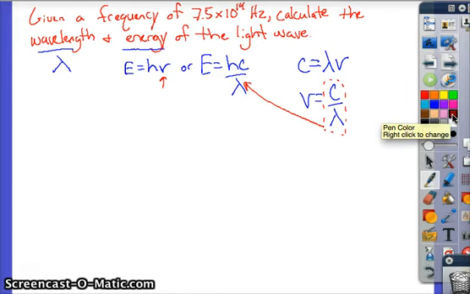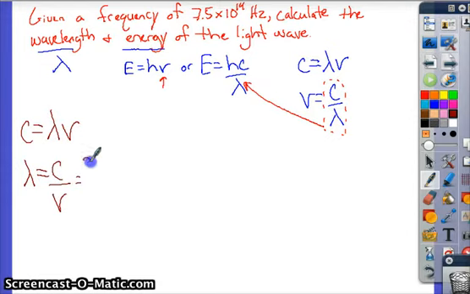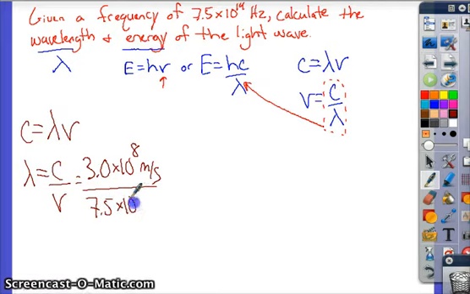So let's start. We are given a frequency, and we're first asked to solve for a wavelength. So let's use our speed of light equation. We're solving for a wavelength, so wavelength equals speed of light divided by frequency. We use the 3.0 times 10 to the 8 meters per second, divided by our frequency. Our given frequency in this case is 7.5 times 10 to the 14th hertz.